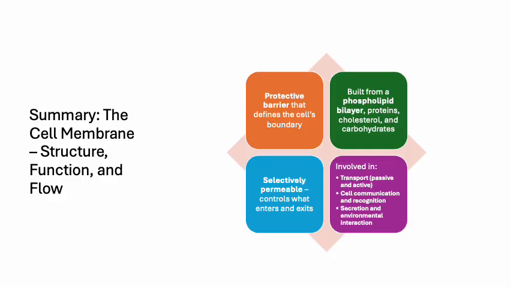The cell membrane serves as both a protective barrier and a regulatory interface between the cell and its environment. Its structure allows flexibility while maintaining control over what enters and exits the cell. Through membrane-bound proteins, carbohydrates, and transport mechanisms, the membrane supports communication, nutrient exchange, waste removal, and internal balance.